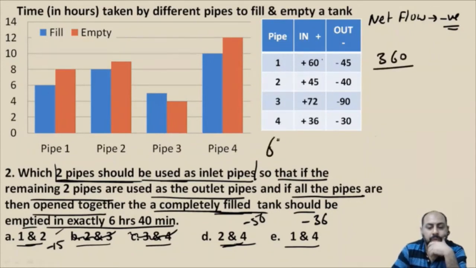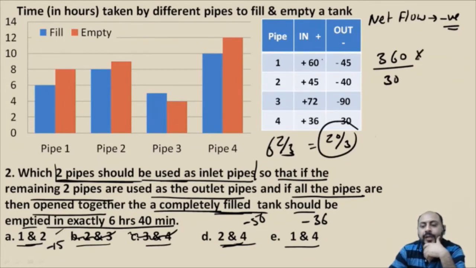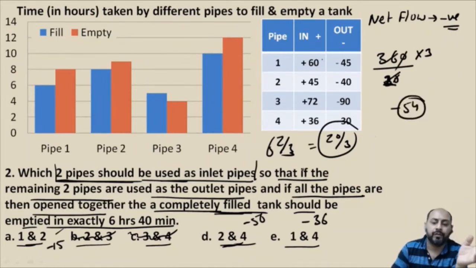6 whole 2 by 3 hours. Why? Because 40 minutes is 2 by 3 hours. So this will be 20 upon 3. So we divide this by 20 upon 3, my mistake. So this becomes 18 threes are 54. So we need a net flow of minus 54, which is 54 or 56? 54. This is also 54, I believe. This is not 56. It should be 54.